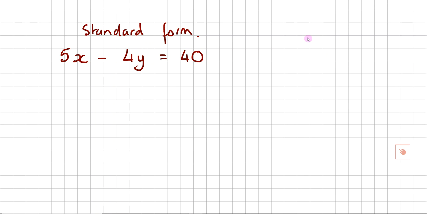I think it's going to be 2. You think it's going to be 2, do you? I would like you to write it in gradient intercept form, please. Go for it.